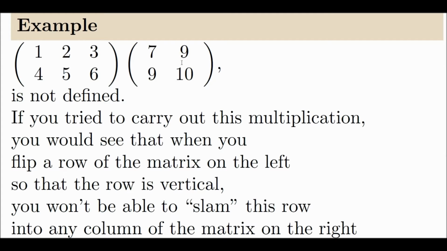So remember, you can only multiply matrices when the number of columns here matches the number of rows here. So you need the number of columns from this first matrix to be the same as the number of rows of the second matrix. You can see here that the number of columns is 3 and the number of rows is 2. So you're not going to be able to multiply these two matrices. If you actually try to do it, then you'll see that when you flip these rows to be vertical, they won't match up with these columns. So you need to be able to take this row, flip it vertically, and then it should match up with these columns. That's not the case here, so you can't multiply these matrices.